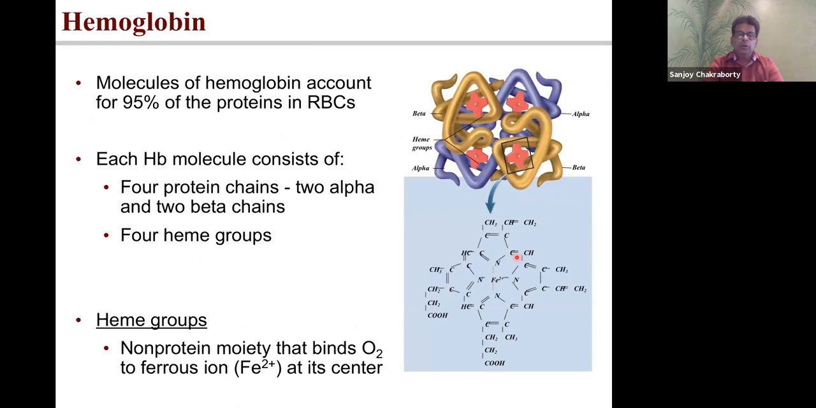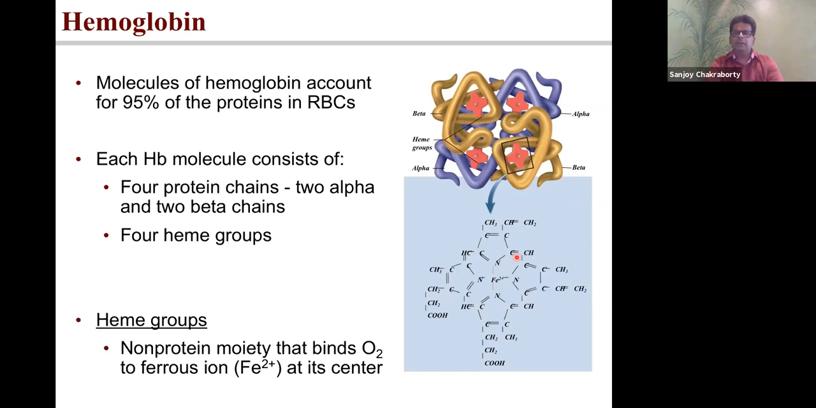So now, what is a hemoglobin molecule? A hemoglobin molecule consists of 4 polypeptide chains. We know protein molecules are nothing but polypeptide chains. They have 4 of them. 2 chains we call alpha, 2 chains we call beta. That's a typical normal adult hemoglobin.